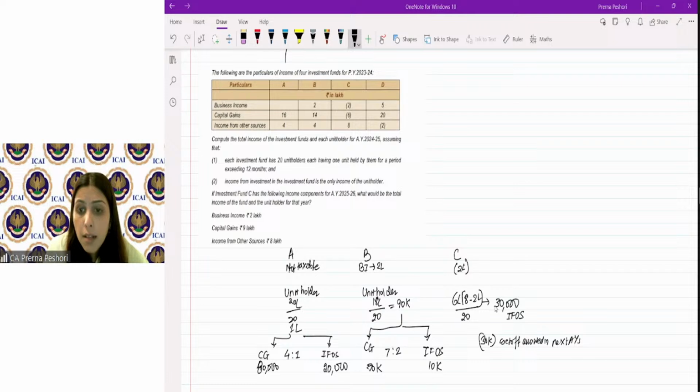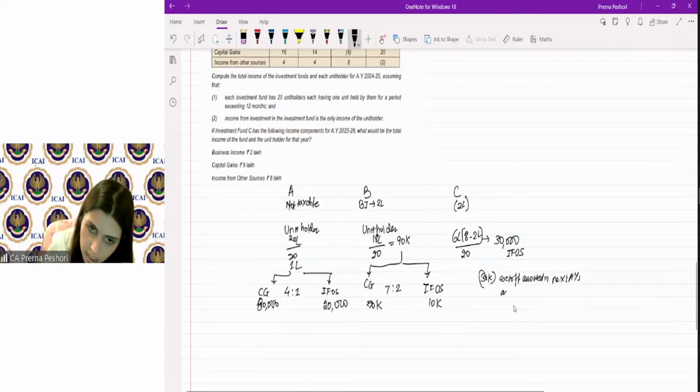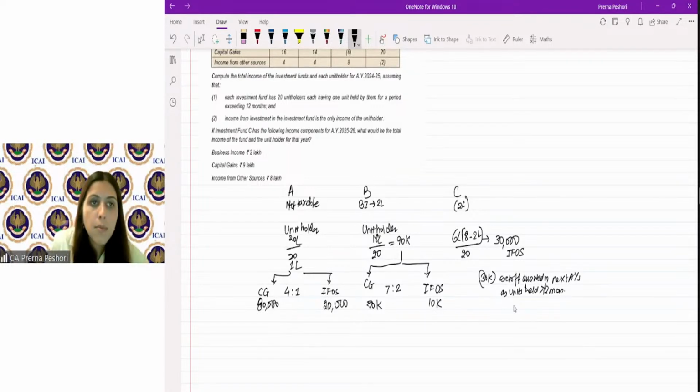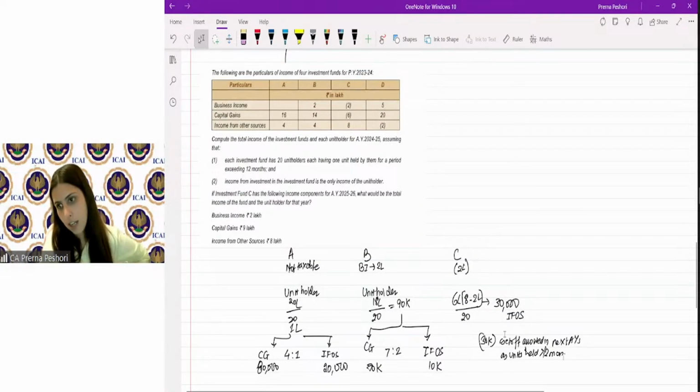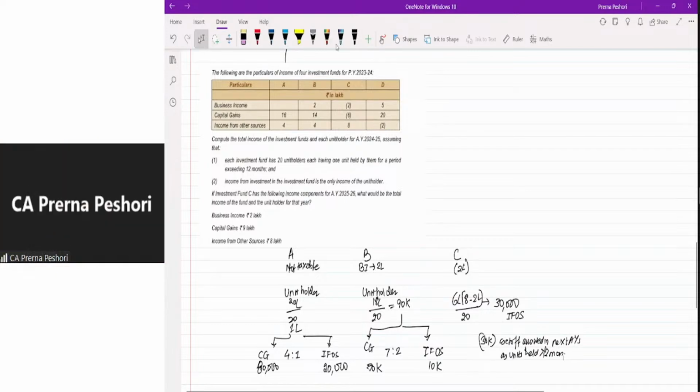So the same can be carried forward by the unit holder since the units are held for a period of 12 months or more. Are we clear? As units held for greater than 12 months. Okay. If it would have been less than 12 months, then he would not have been allowed to carry forward that particular set off of the losses. Are we clear? Yes or no?